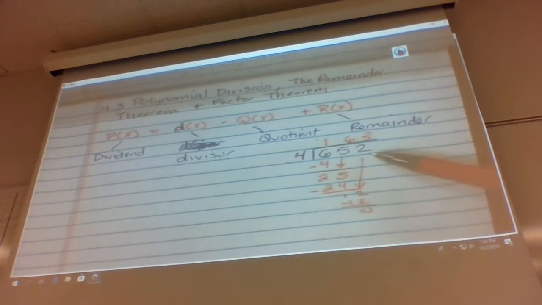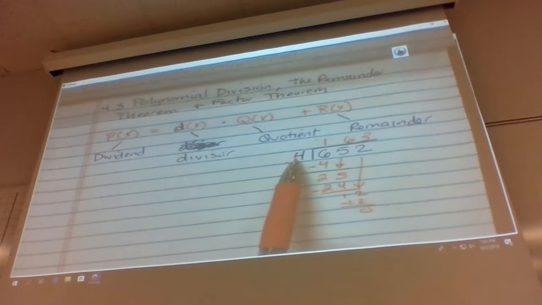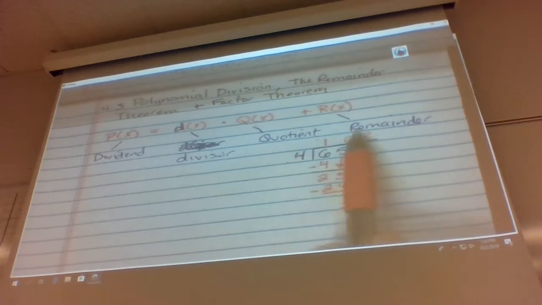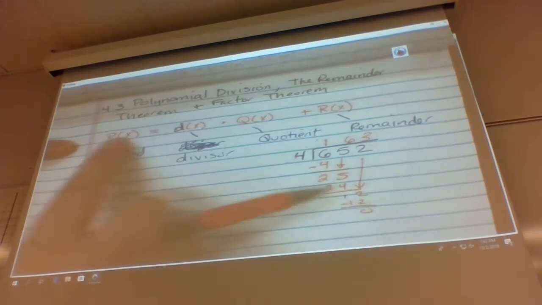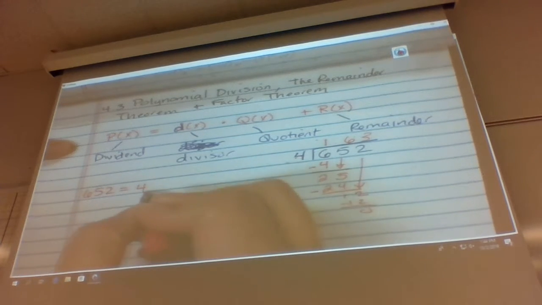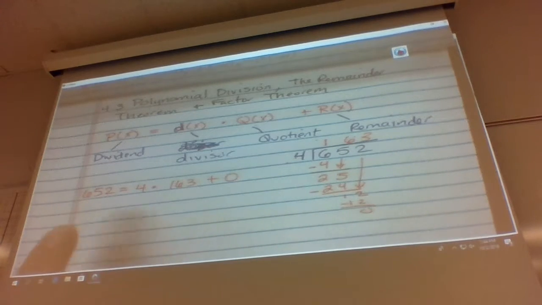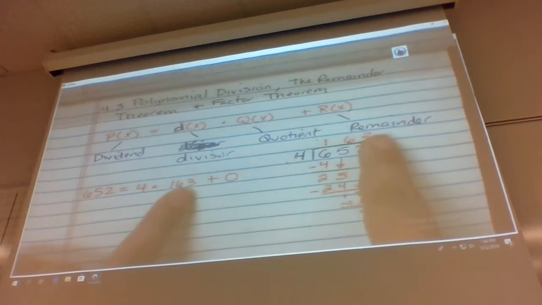Now, this is your dividend, the number that's inside. This is your divisor. This is your quotient, your answer, and this is your remainder. So, if I had to write this out in this kind of form, it would be 652 equals 4 times 163 plus 0. So the dividend equals the divisor times the quotient plus the remainder.